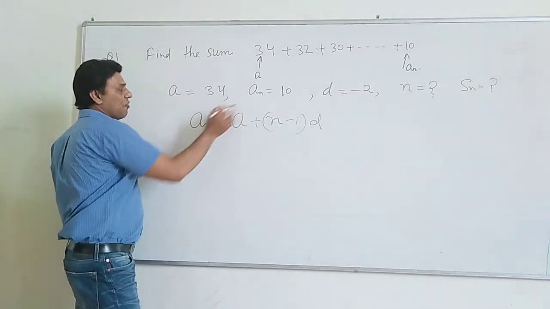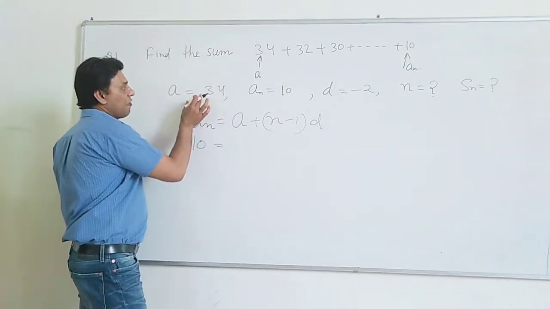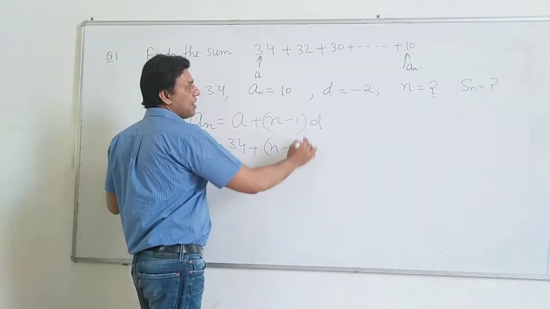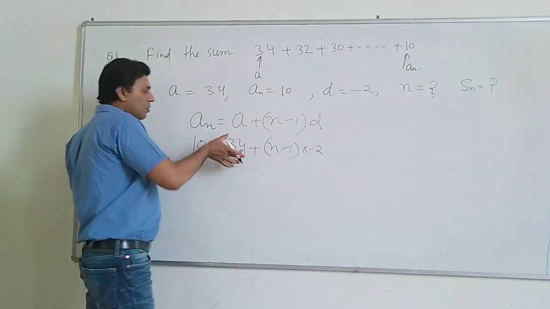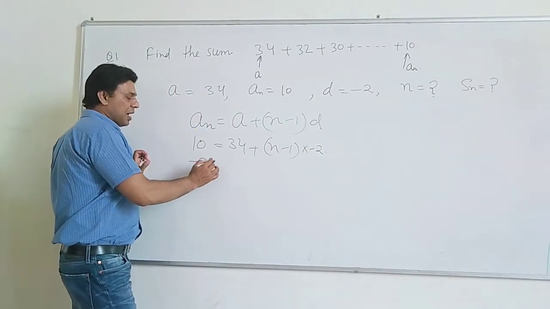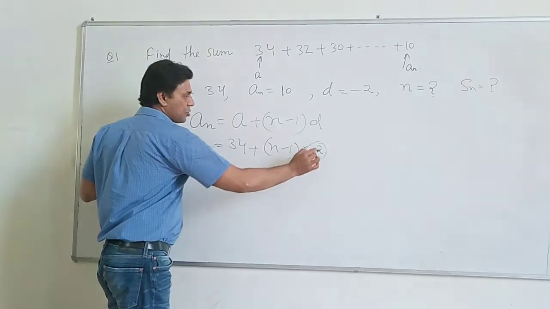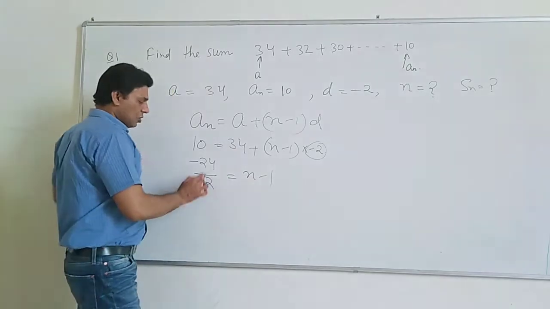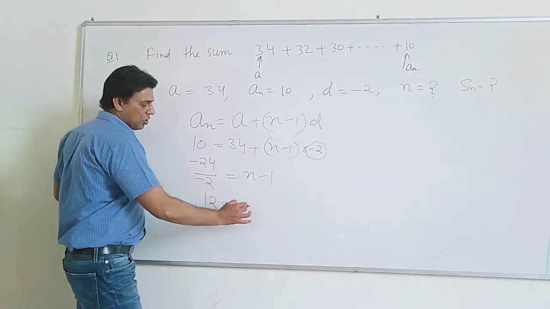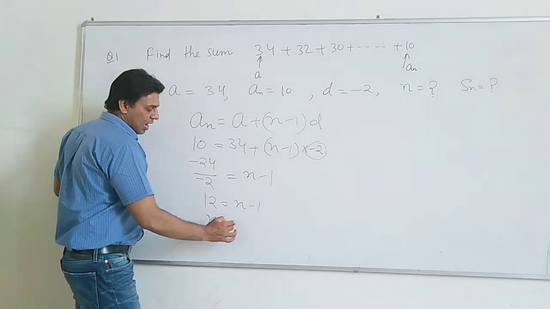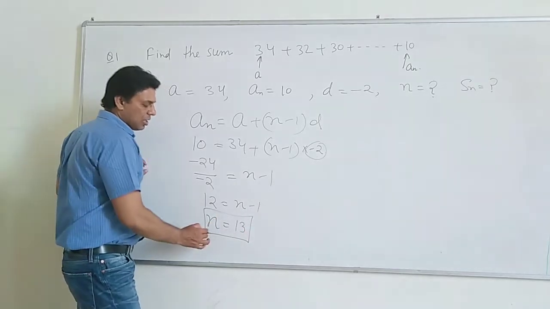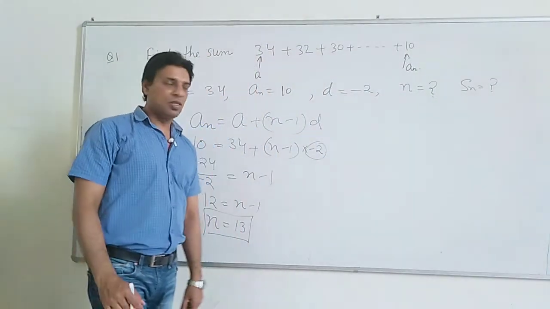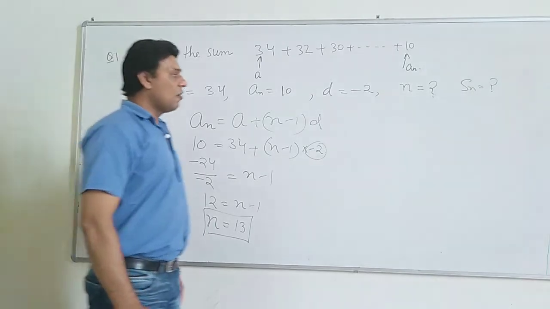So we are putting the value of an, that is 10, the value of a, that is 34, and we have to find n, and d we have minus 2. Now 10 minus 34 we will get minus 24, and this minus 2 can be taken here and we have n minus 1. So 12 is equal to n minus 1, and by adding 1 we have n is equal to 13. It means from 34 to 10 there are 13 terms. So now we have calculated n. Now we can find Sn.